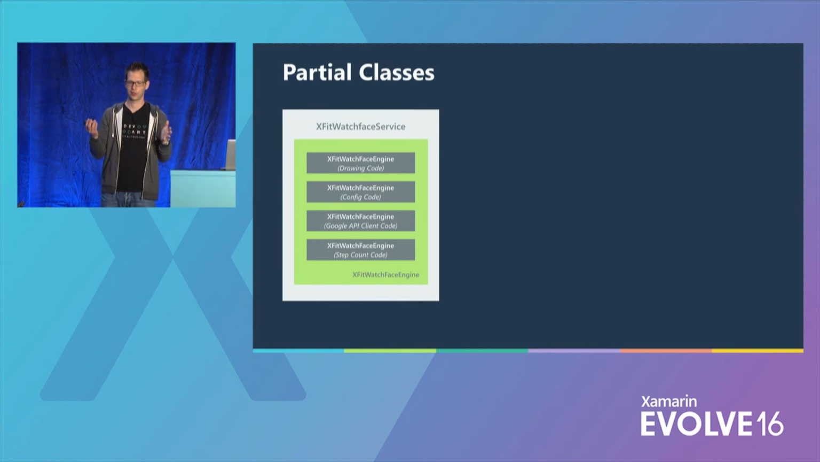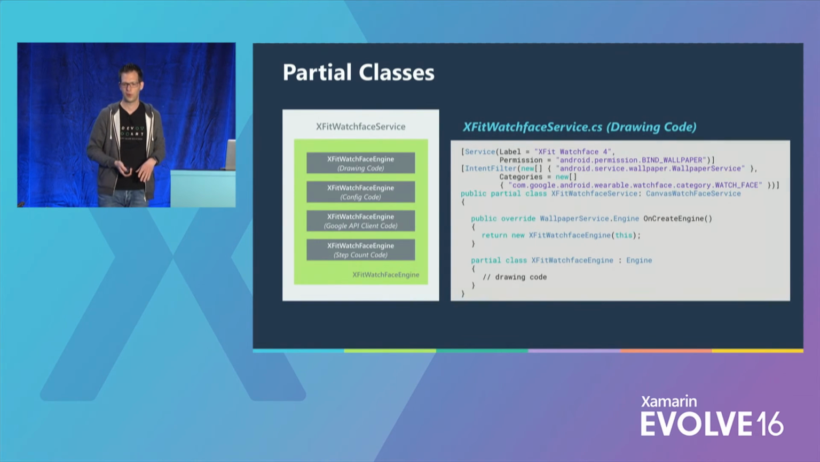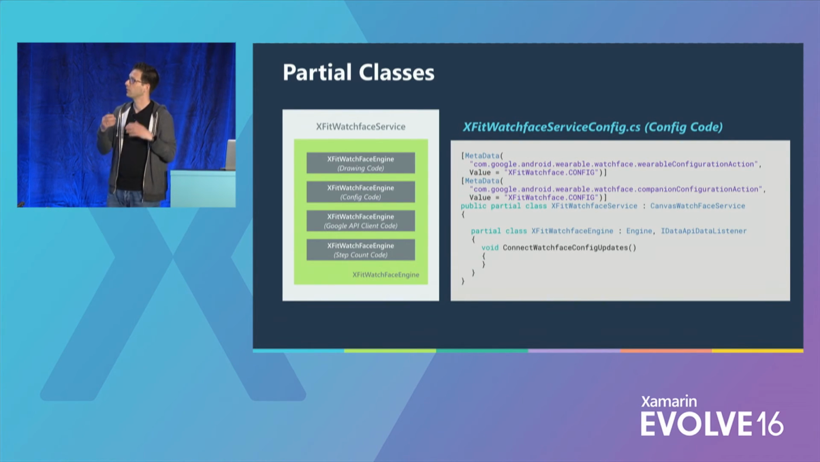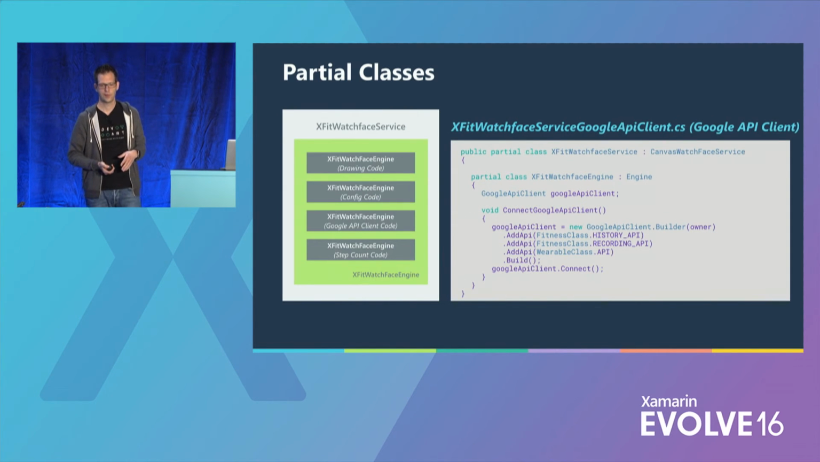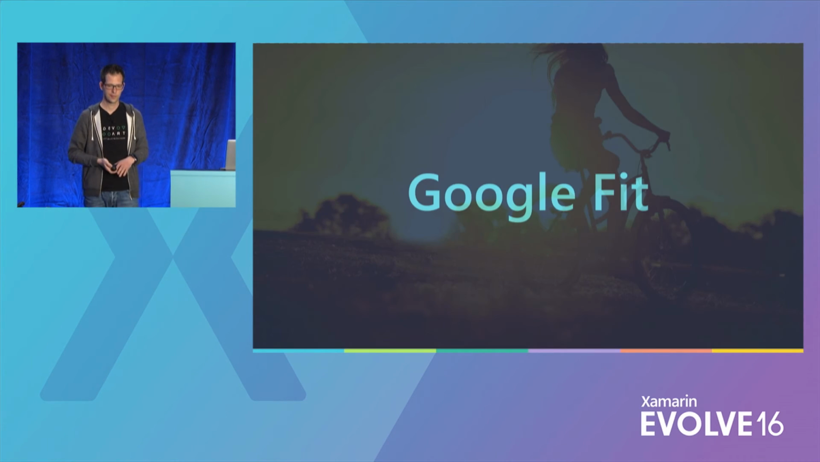We'll just use partial classes. So all of those things that need to go into the Watchface engine, we just split out into partial classes. And then, for example, for the main drawing code, we will have one partial class. For the configuration stuff, we'll have another partial class. And for the API client as well. And this will result in very small files that have just one aspect. They're dealing with clean separation of concerns, which is really nice.